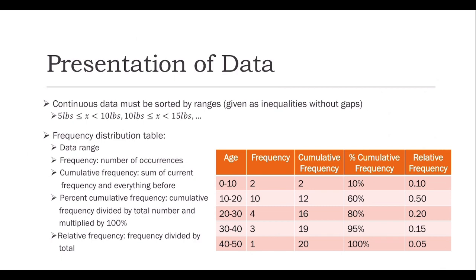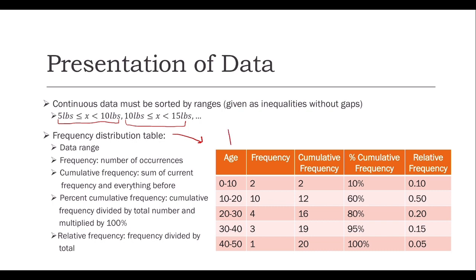Welcome to the video on presentation of data. Continuous data must be sorted by ranges, and for your IB test, it'll be given as inequalities without gaps. So you could have from 5 to 10 pounds, 10 pounds to 15 pounds, and so on. So here we have a frequency distribution table.